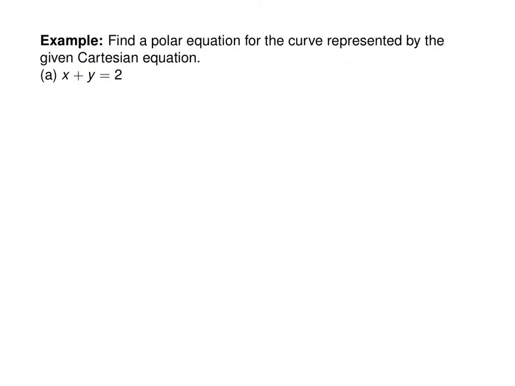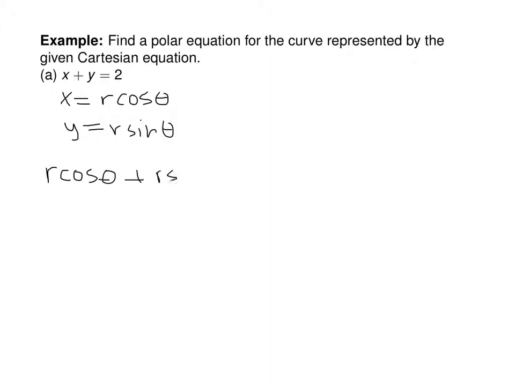Find a polar equation for the curve represented by the given Cartesian equation. So we know that x is equal to r cosine of theta, and y is equal to r sine of theta. So that we can translate x plus y equals 2 into r cosine theta plus r sine theta equals 2.